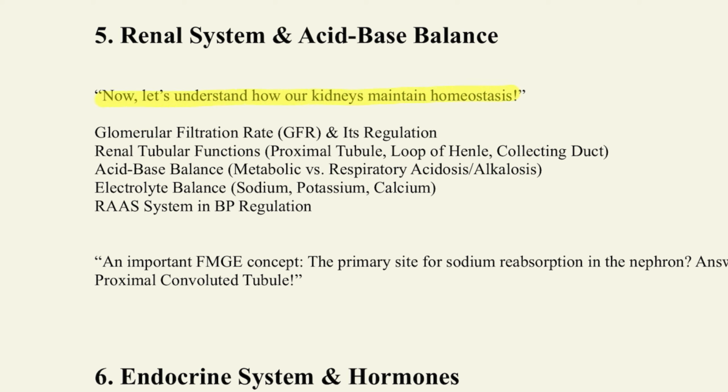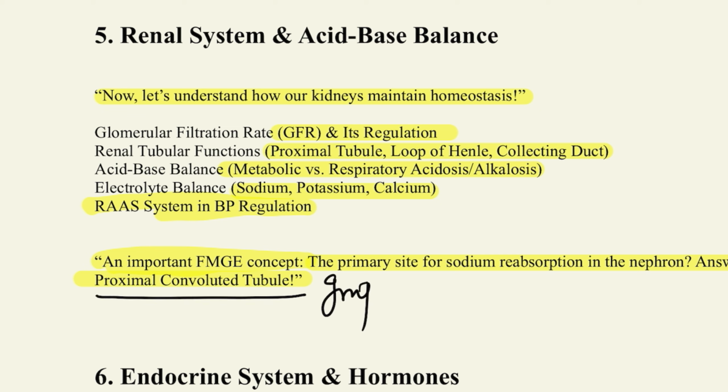So topics are glomerular filtration rate, GFR, and its regulation. After that, renal tubular functions like proximal tubule, loop of Henle, collecting duct. After that, acid-base balance, metabolic versus respiratory acidosis and alkalosis, electrolyte balance: sodium, potassium, and calcium. After that, RAS system in BP regulation. An important FMGE concept: the primary site for sodium reabsorption in the nephron. Answer is proximal convoluted tubule. A very important topic from this system.